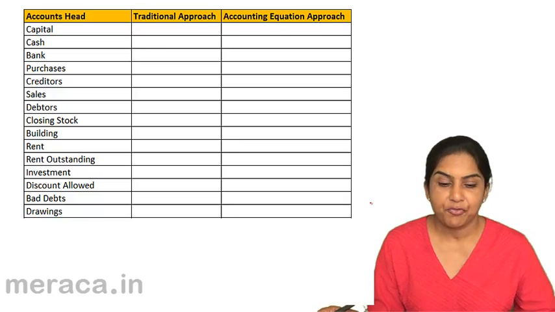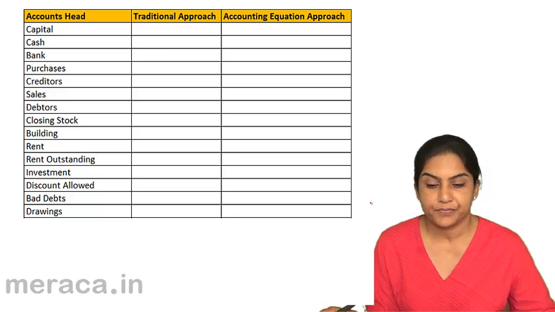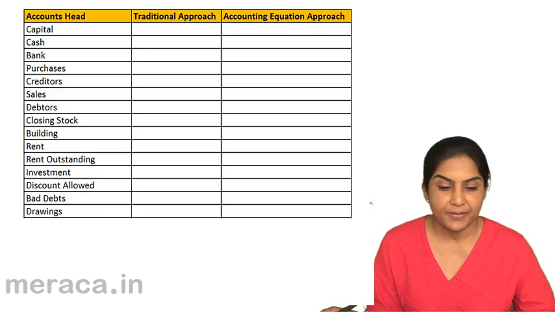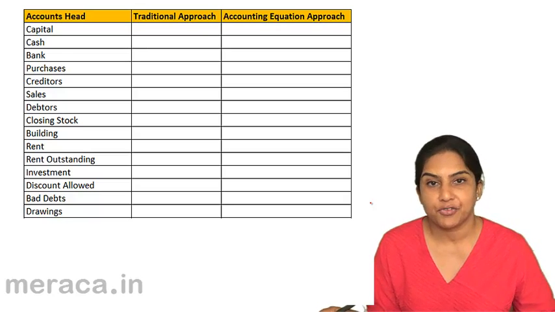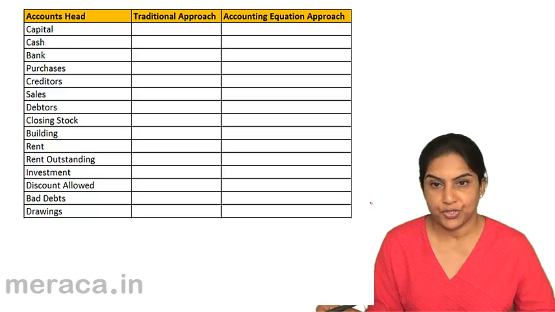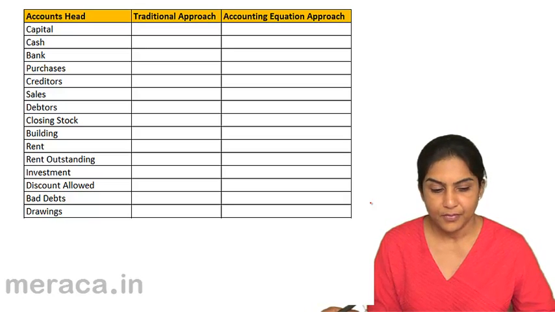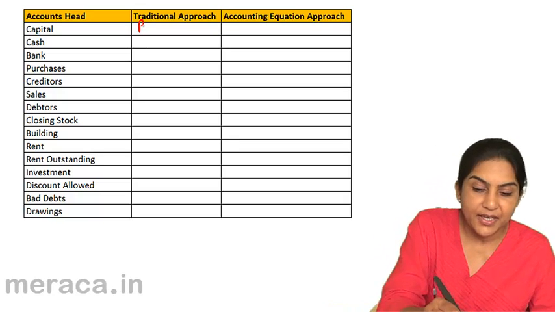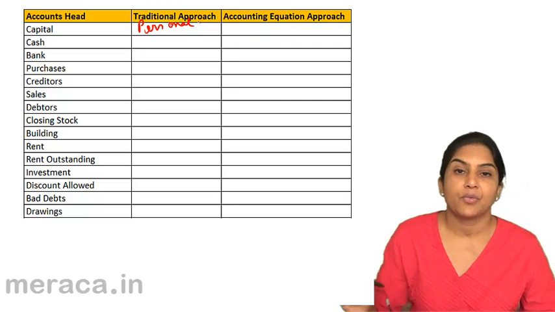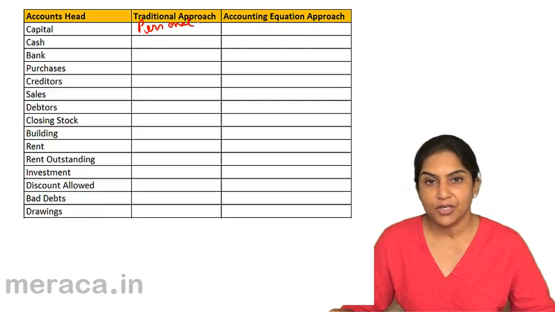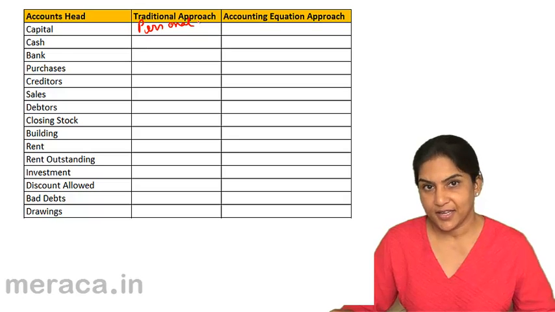Let us see if we are able to identify the nature of these accounts and then apply the rules. Under the traditional approach, capital is nothing but a personal account. What is the rule for a personal account? Debit the receiver, credit the giver.